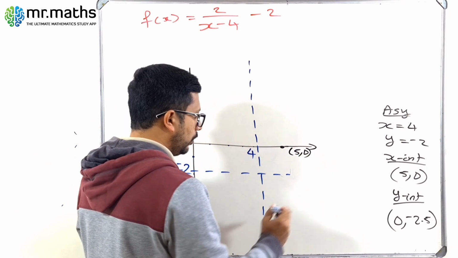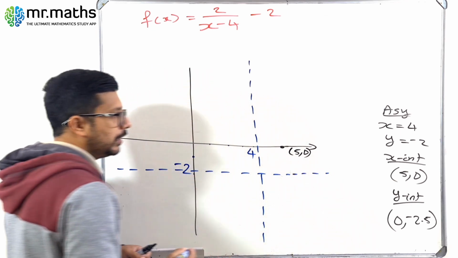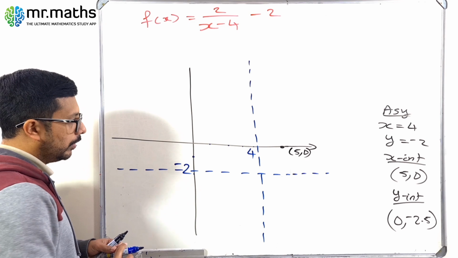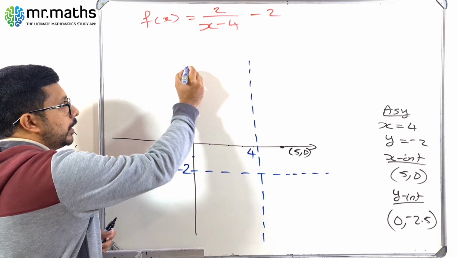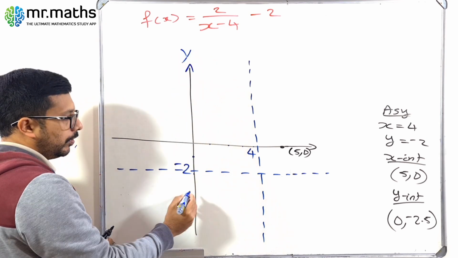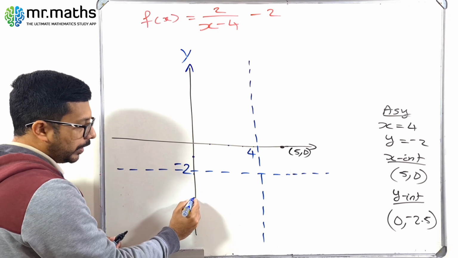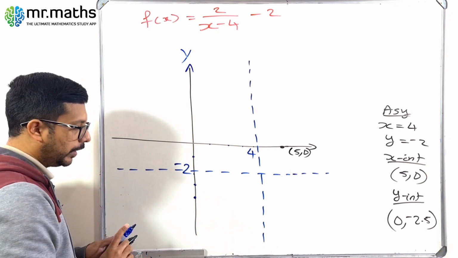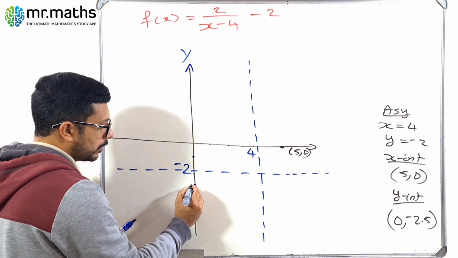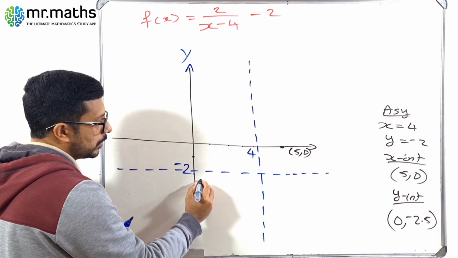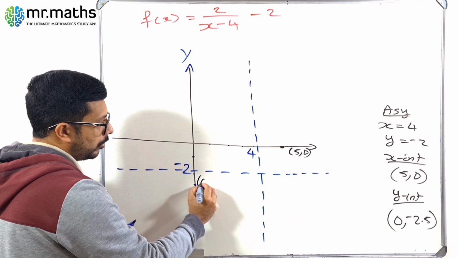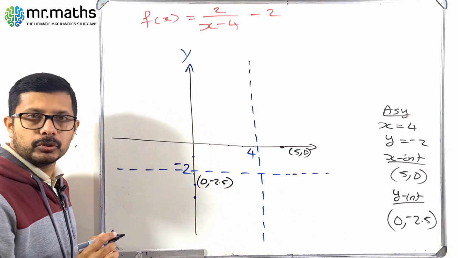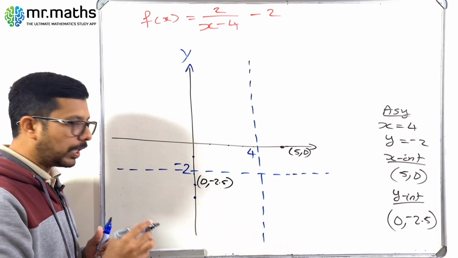Okay, now what is the y-intercept? 0 comma minus 2.5. Okay, y-intercept, this is the y-axis, am I right? Okay, minus 2.5 means if here it is minus 3, minus 2.5 is very close to this one, in the middle, so this is minus 2.5. So what is that point? 0 comma minus 2.5.